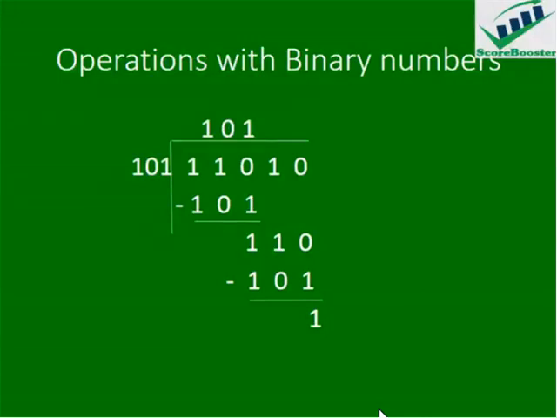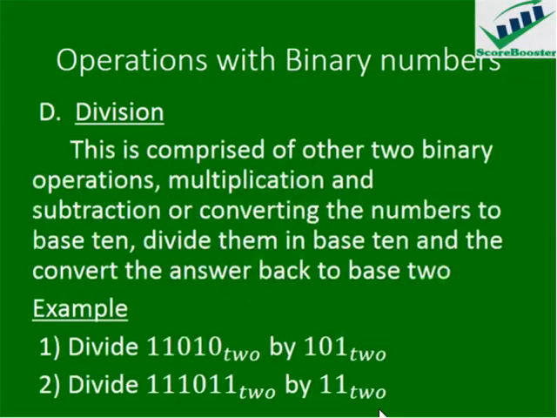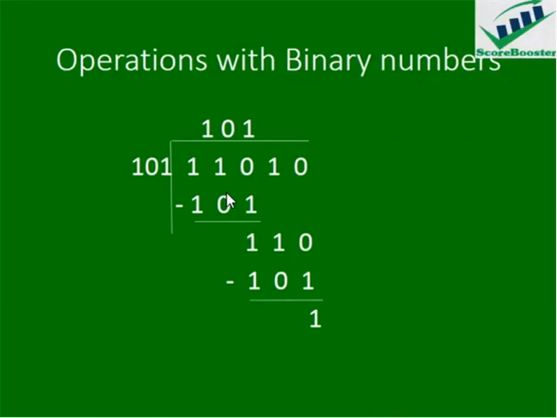So now we move to the solution of the first question, which says we should divide 11010 by 101 base 2. The dividend, the number we are dividing, will be inside the box and the divisor will be outside. The first thing we do is, we consider 101 as a normal natural number. Can 101 divide 1? No, we can't. Can it divide 11? No, it's not possible.